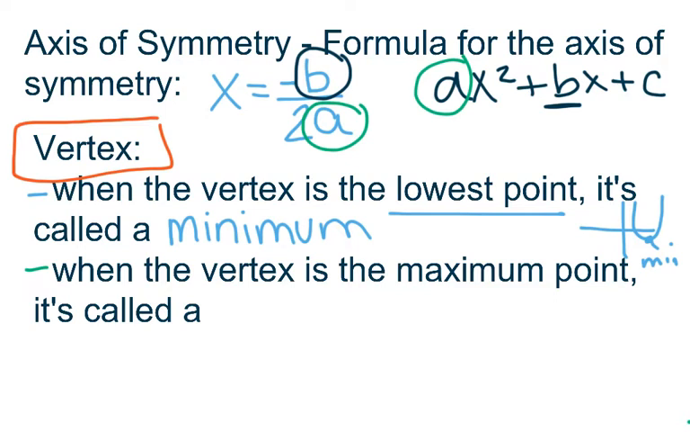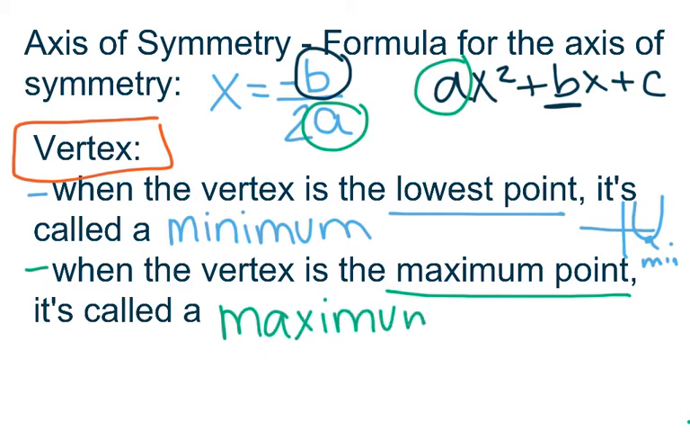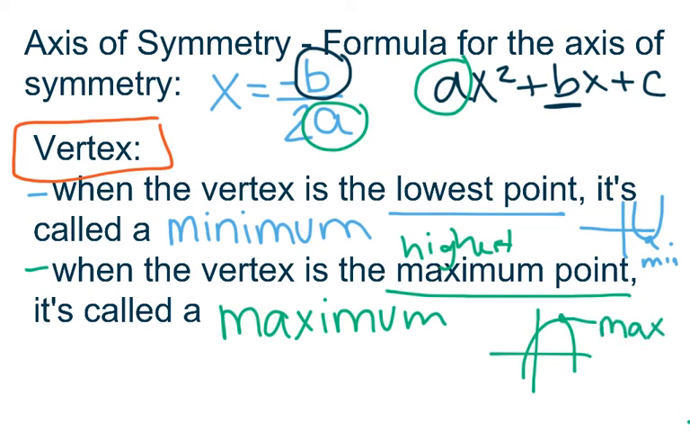Okay? When the vertex is the maximum point, it's called the maximum. I should have said highest. When it's the highest point, it's called the maximum. Alright, so if you had a grumpy parabola, this point up here would be the tallest one, and that's your maximum. So you're usually just going to abbreviate minimum and maximum as min and max. But know that they are also called the vertex. So when you say vertex, you're not being specific whether it's the min or max. And when you call them the min or max, you're being a little more specific.